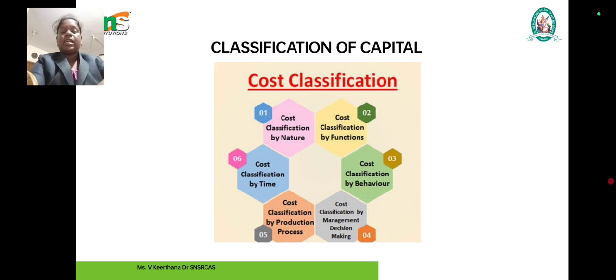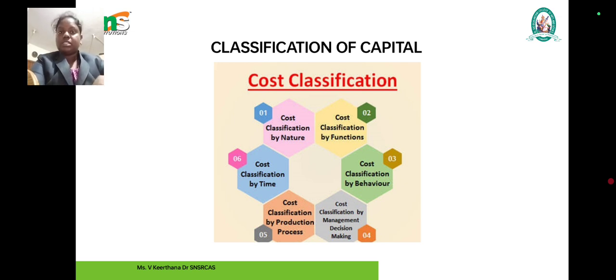Next we can see the classification of cost of capital. So actually the classifications can be many, but in our concept there are six classifications. The first one is cost classification by nature, the next is cost classification by functions, the third is cost classification by behavior, the fourth is cost classification by management decision making, the fifth is cost classification by production process, and the sixth is cost classification by time. So we have six classifications.